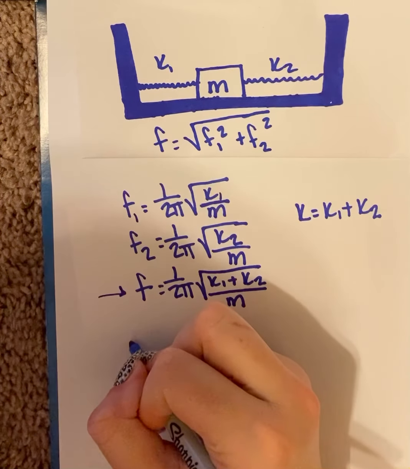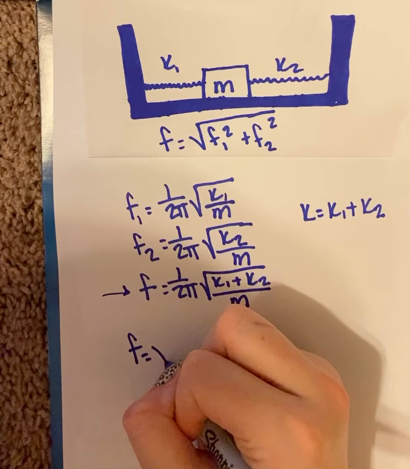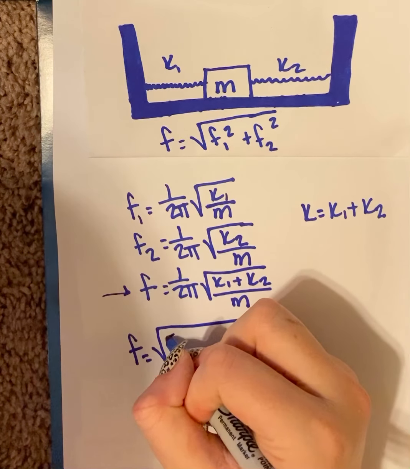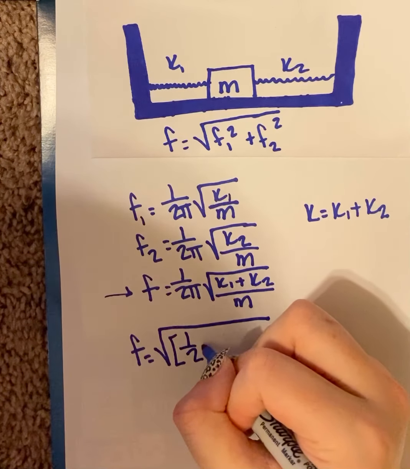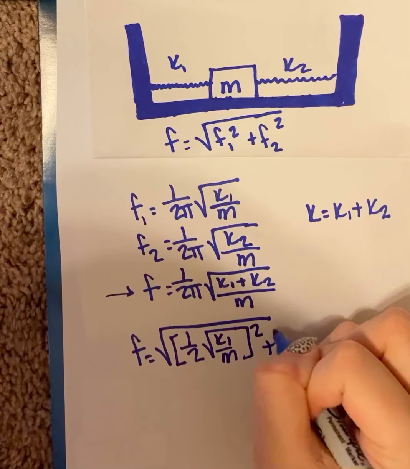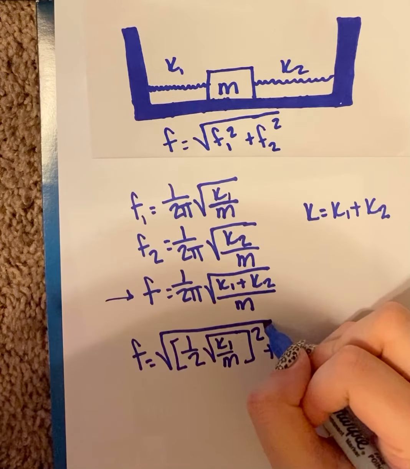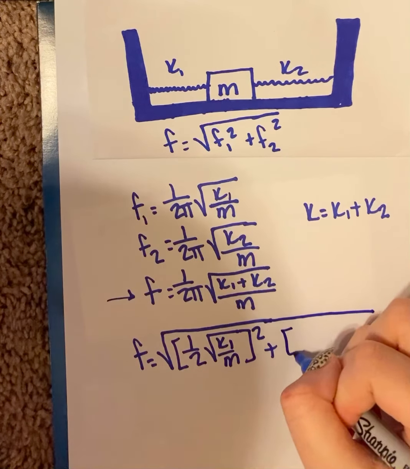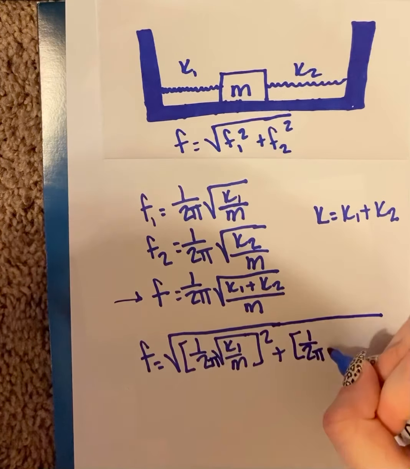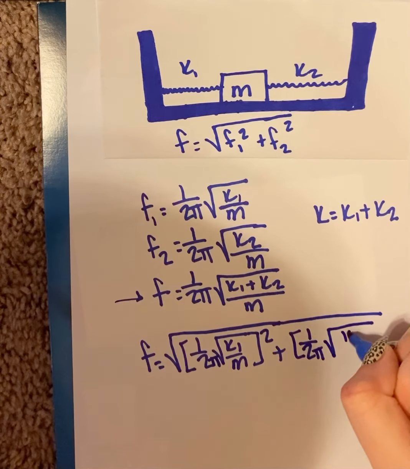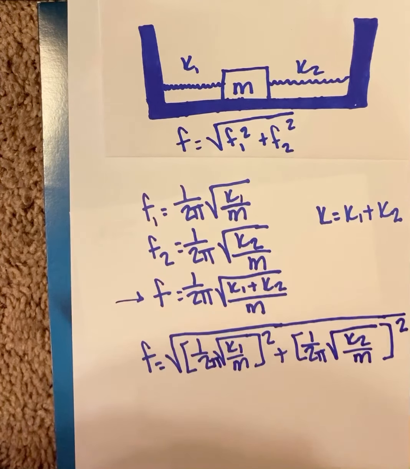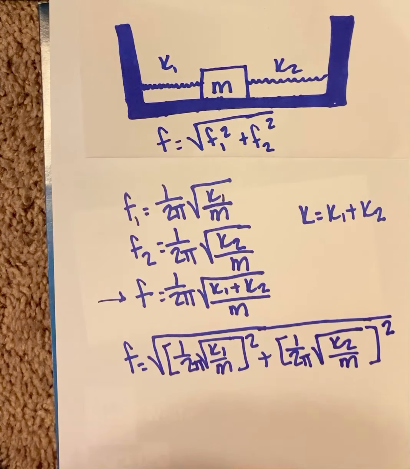So that means f is equal to the square root of f1 squared plus f2 squared. Oh, don't forget your pi. So now we're just going to simplify this equation and solve.